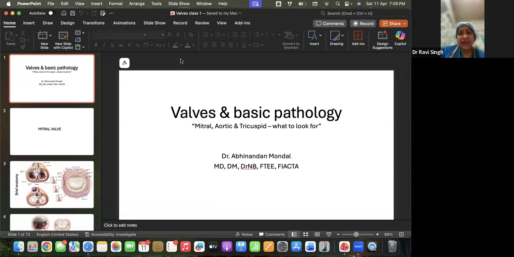In clinical practice, especially in cardiac anesthesia, our ability to quickly recognize valve morphology, its motion, and dysfunction can significantly influence surgical planning and perioperative outcome. So today's session, the mitral valve and the basic pathology, what to look for, is designed to simplify this approach, to train our eyes not just to see, but to interpret with clarity and confidence.